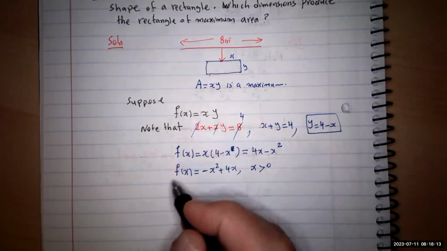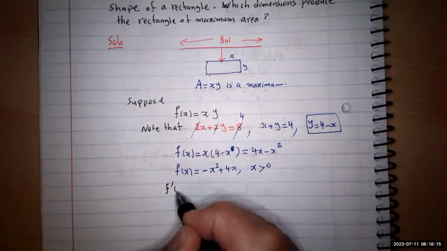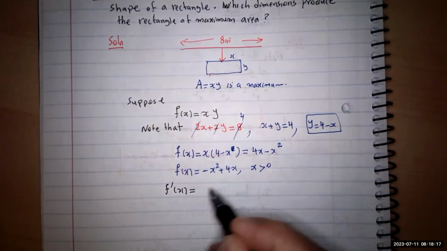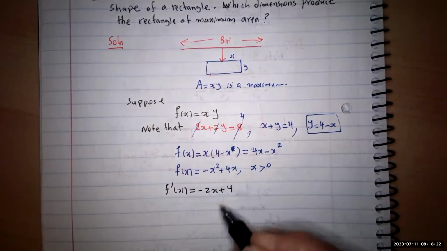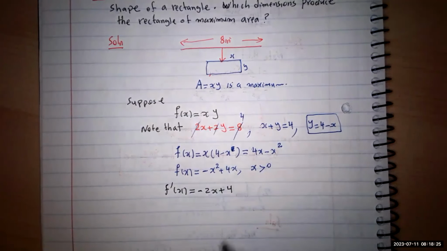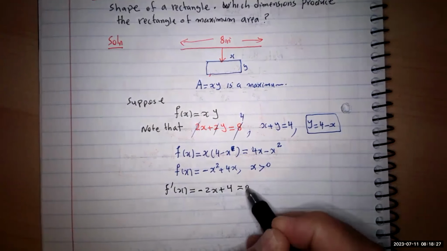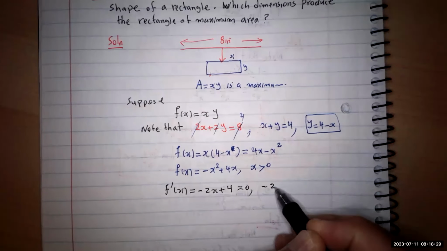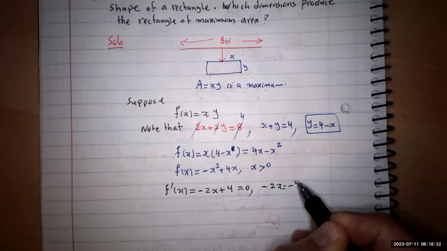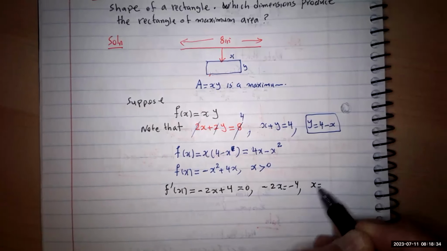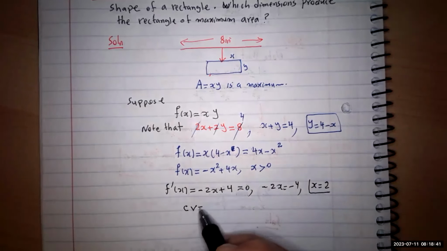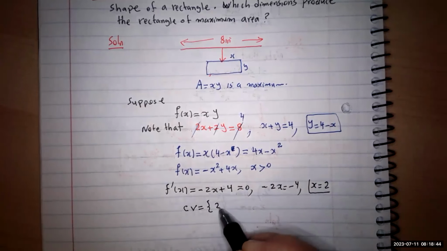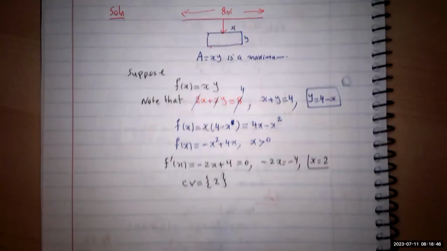So you differentiate it. We're going to find the f prime of X, which is going to be equal to the derivative, negative 2X plus 4. You let it equal to 0. You solve this equation, that gives negative 2X equal to negative 4. So X would be negative 4 divided by negative 2, which is equal to 2. You see? So the critical value of your function is going to be X equal to 2.